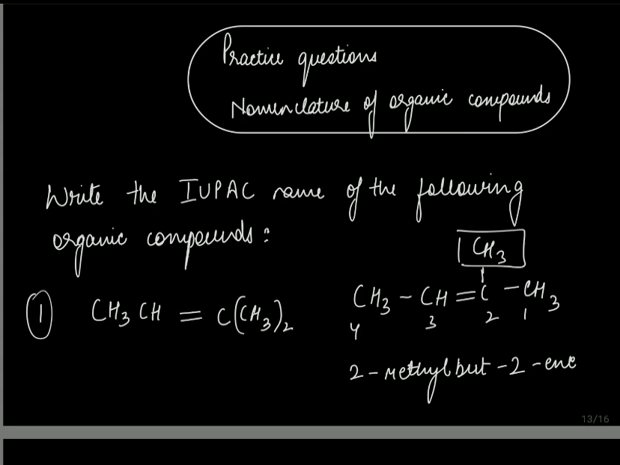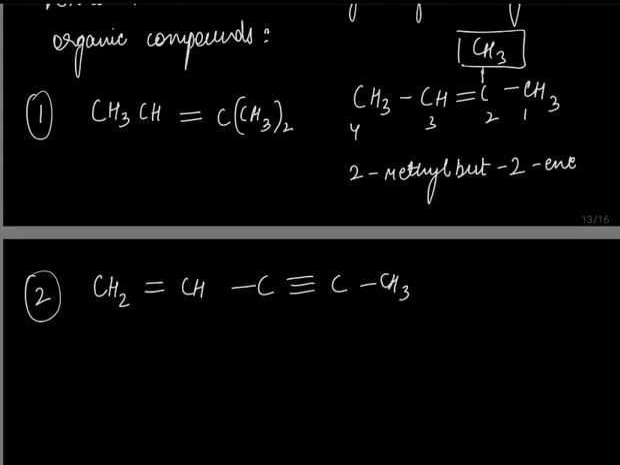So now we go to the next question. In this question, we have a triple bond and a double bond both. So what are we going to do over here? In this case, we have to take some priority. From where should we start the numbering? That's the question which comes to our mind, right? If you start the numbering from the right hand side, you will get the triple bond on the second position, then the double bond on the fourth position.